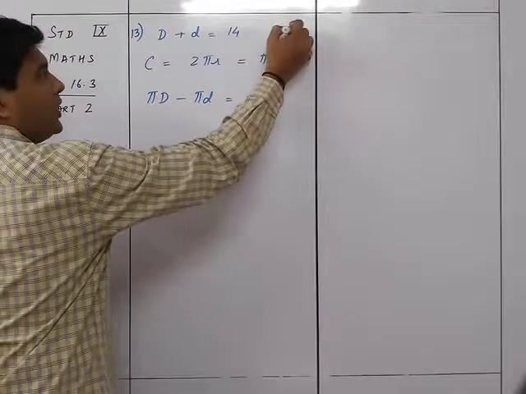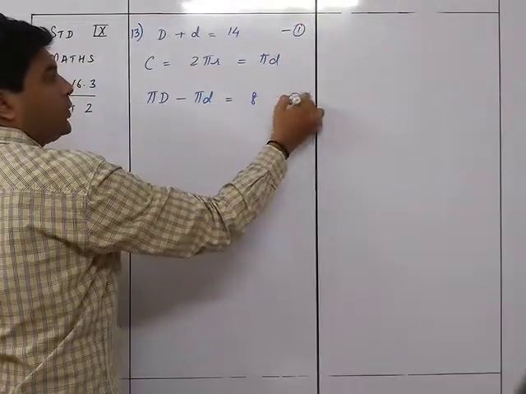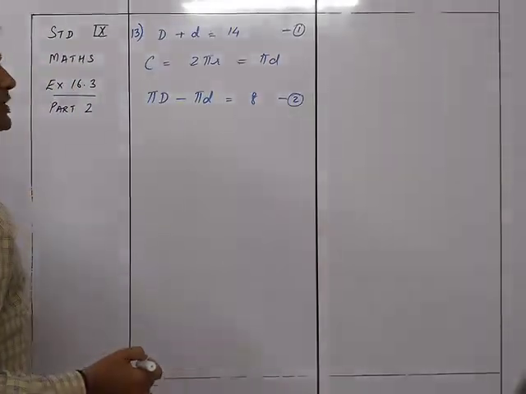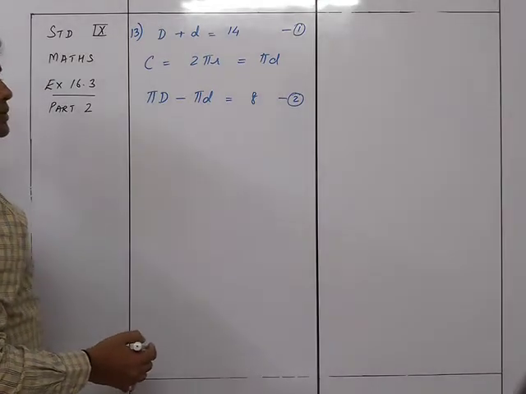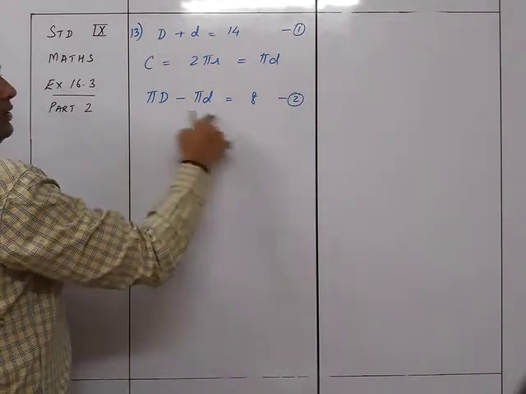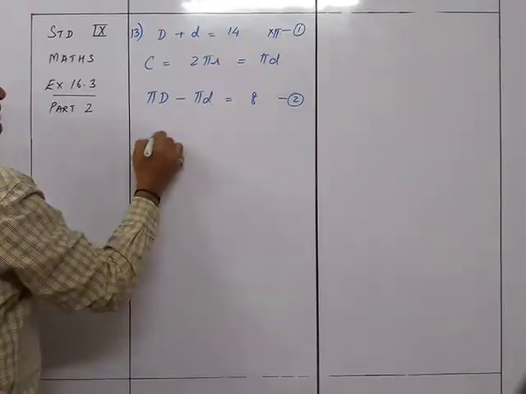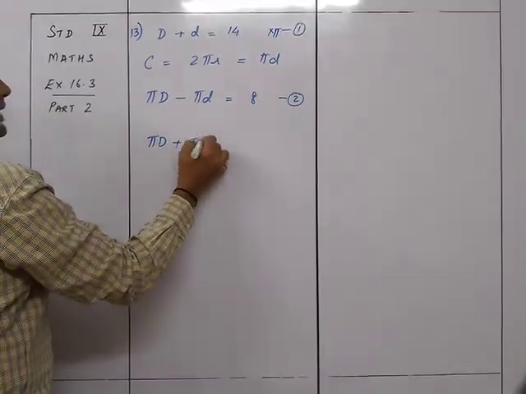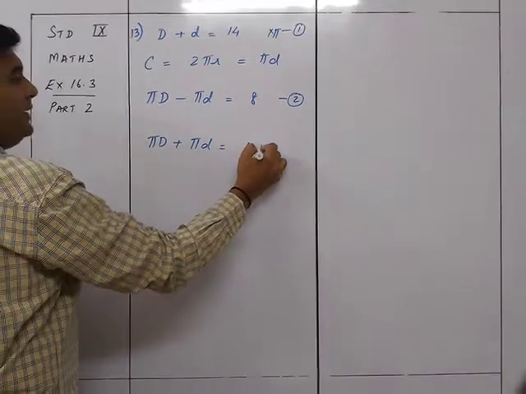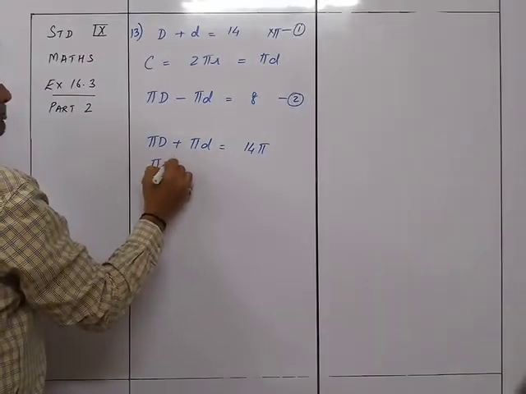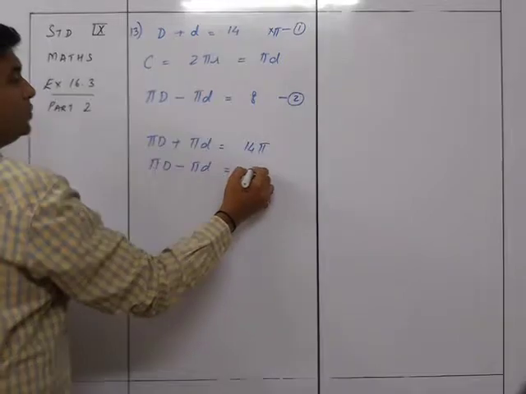So you can see that you are getting over here two equations, simultaneous equations, which you can solve. So what I need to do is multiply the first by pi. So it will be pi D plus pi d is equal to 14 pi. And pi D minus pi d is equal to 8.